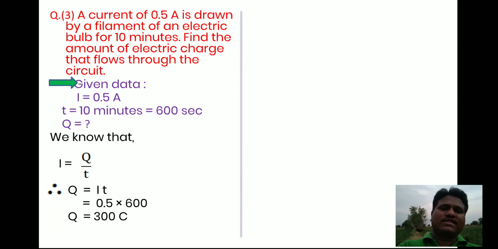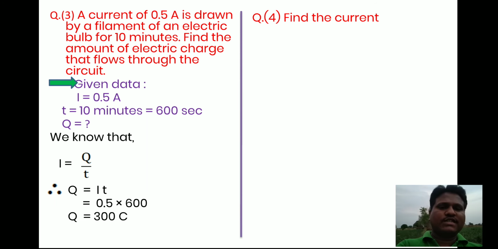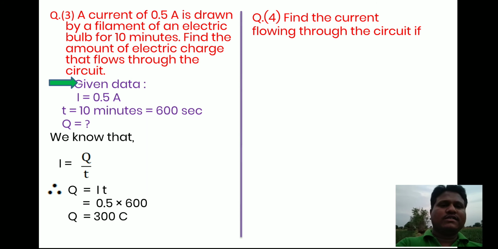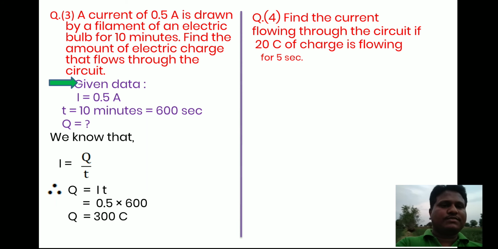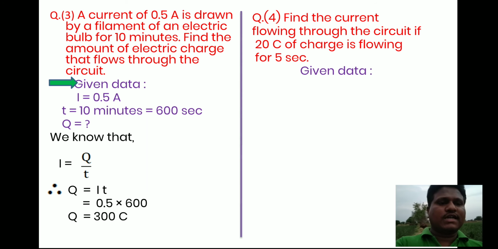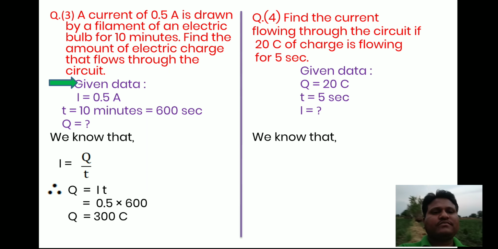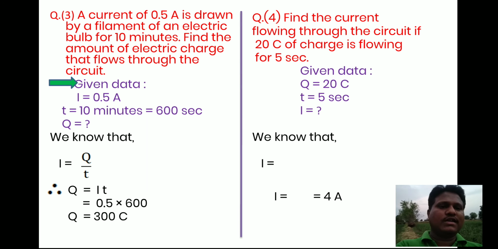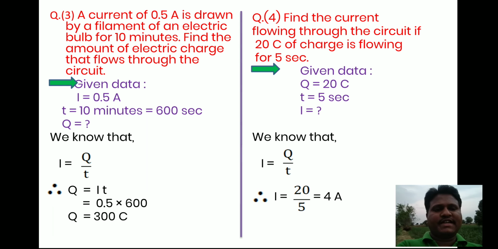Similarly, in the next question, the same formula we can use, I is equal to Q by T. Find the current flowing through the circuit if 20 coulomb of charge is flowing for 5 seconds. What is the given data here? Here we need to find the current. Charge is given 20 coulomb and time is given 5 seconds. So we can write the given data this way: Q is equal to 20 coulomb, that is charge, time is 5 seconds, and we need to find the current flowing through that circuit. Again we have the same relation, I is equal to Q by T. Just put the value of Q, 20, divided by time 5, we will get the answer 4 ampere.